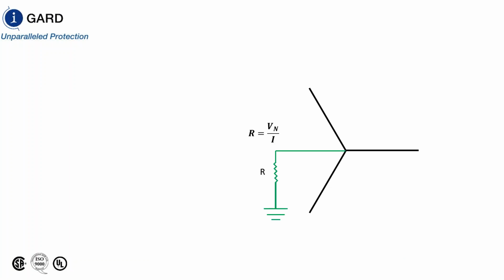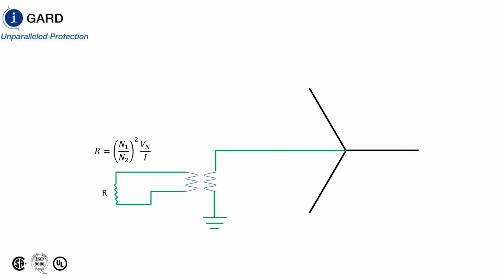So if you have a resistor and you connect it to the neutral, the resistance value is basically equal to the rated line to neutral voltage divided by the current. The fault current always has to return back to the source. You can use a step-down transformer and a resistor coupling the secondary so that you limit your fault current to the turns ratio squared times the voltage to neutral and the current. And the fault current goes back this way.